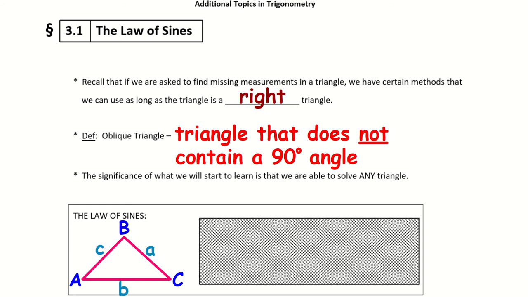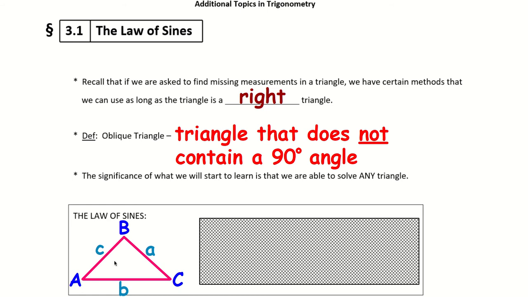So, how are we going to do that? Well, that's where the law of sines comes into play. So the title of section 3.1 obviously is the law of sines. And the law of sines might be a little weird at first, but hopefully you get the hang of it pretty quickly, because the law of sines is just a formula.